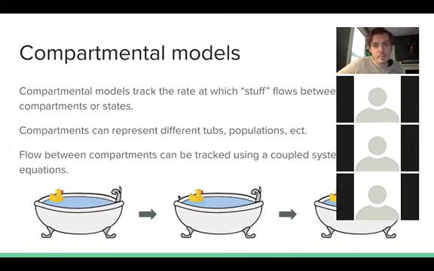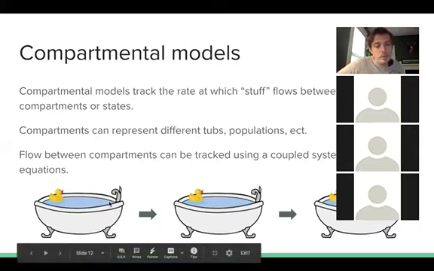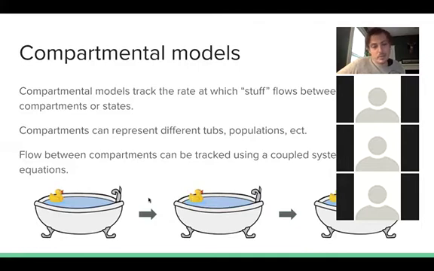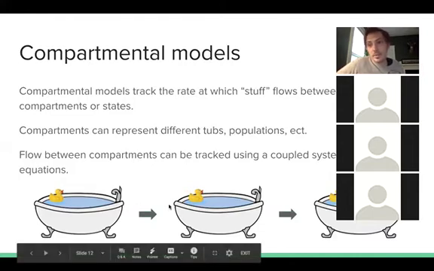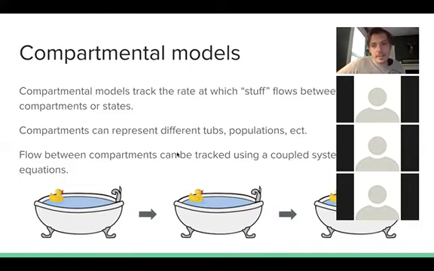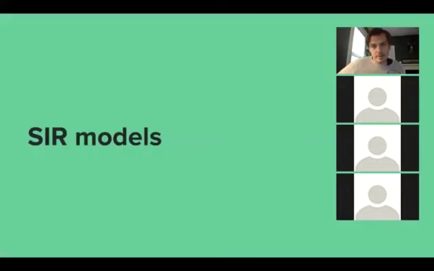So in our simple bathtub model, we can think about the rate of change in a particular tub being coupled to the next tub. So say the rate of outflow in one tub can be equal to the rate of inflow into the next tub. And we capture this mathematically using these coupled systems of differential equations, which is really all that we need to then consider our SIR type models.